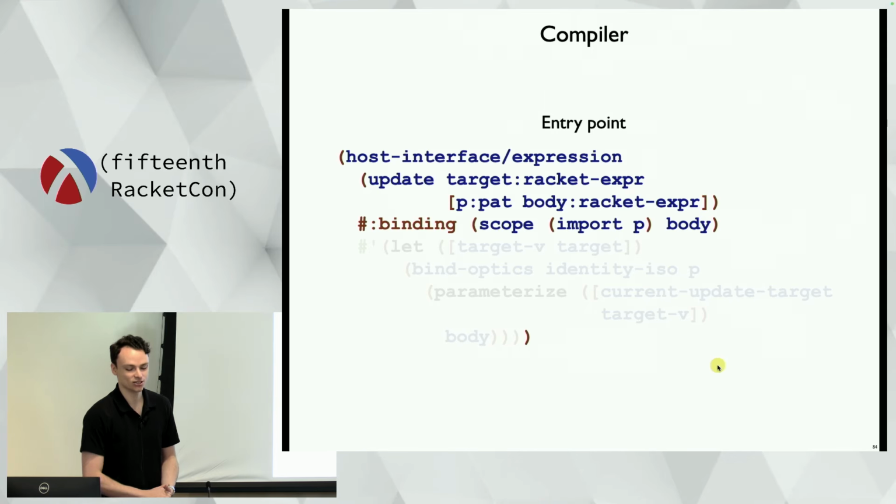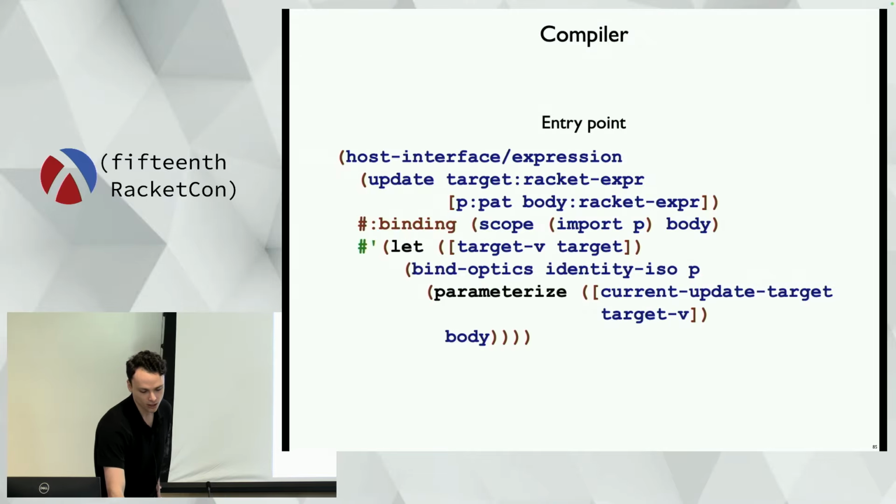And so the next step is to define the entry point. This is the barrier between Racket and our language. We do this by declaring a host interface, and we're going to call it update. The first argument is a Racket expression for the target. And then we have a single clause, which is the pattern and then the body. And this binding rule is basically just saying that all the things that are declared in the pattern are in scope for the body. So all the pattern variables are in scope for the Racket body.